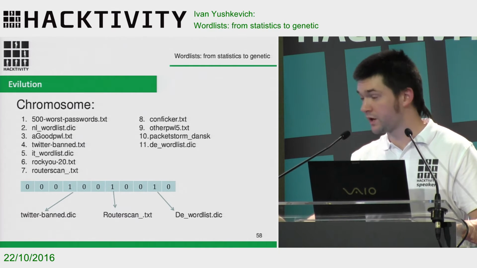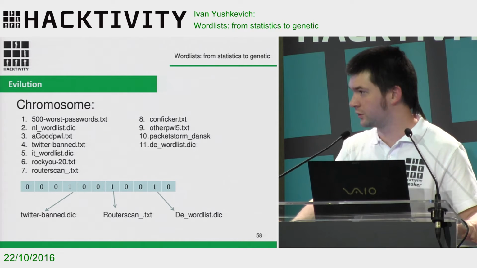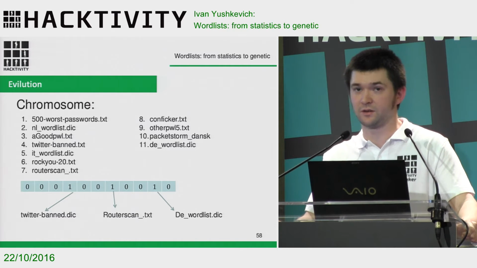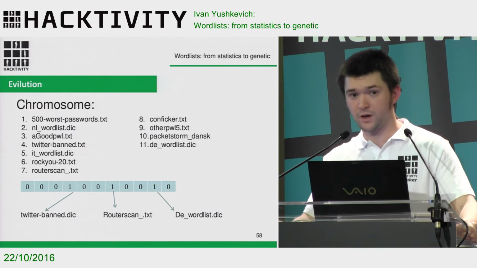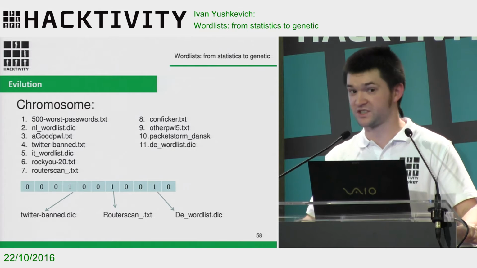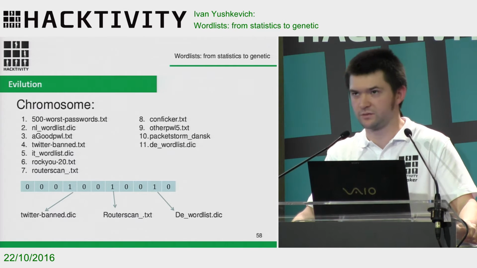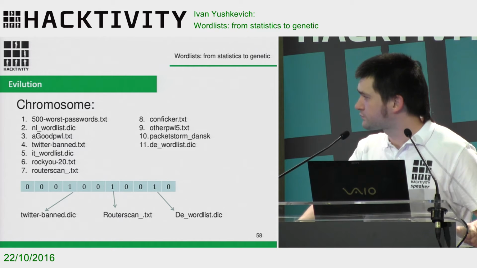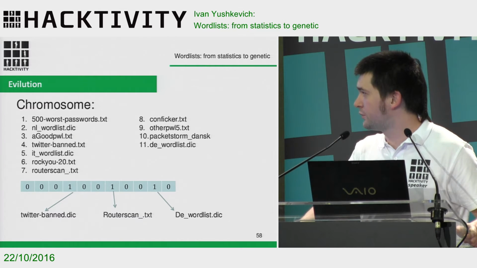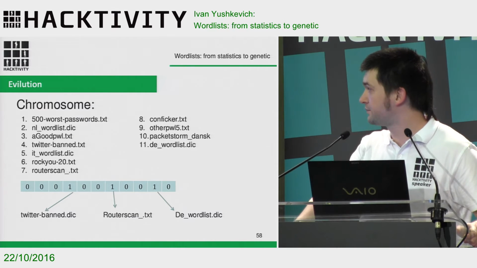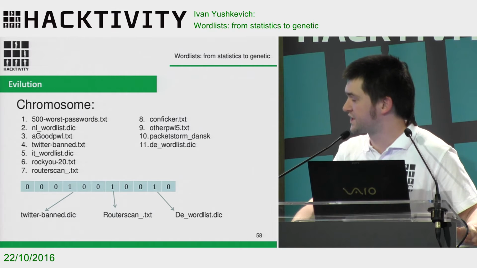So, some improvements. First of all, the length of the chromosome is the count of the dictionaries. If we have 10 dictionaries for testing, the length of the chromosome is 10. If 20, 20. If 1000, 1000. Each dictionary is represented in the chromosome by its place. As you can see, the 7th dictionary, rockyou scan, is number 7, and it is in the chromosome at the 7th place.